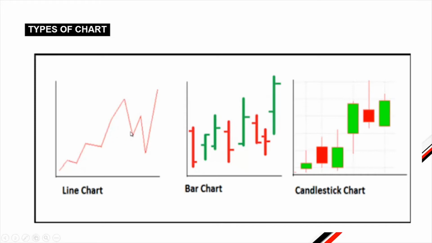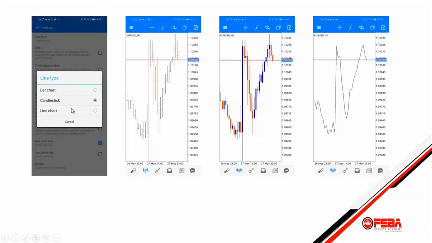So that's why they use this on TV and on blogs. So this is the second example, which is bar charts. And this is the latest of them all, which is the candlestick chart. So on your MT5 or MT4 app, you will see this kind of thing. When you go to the settings, you will see the bar chart, candlestick chart, line chart. So you can decide to set your chart to bar chart or candlestick chart or line charts.